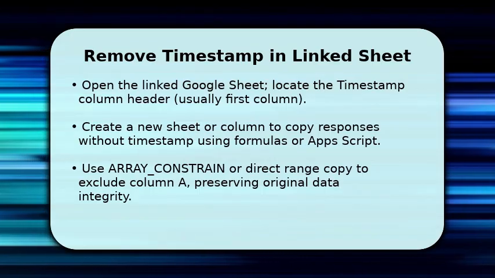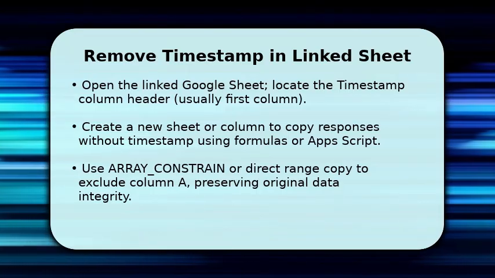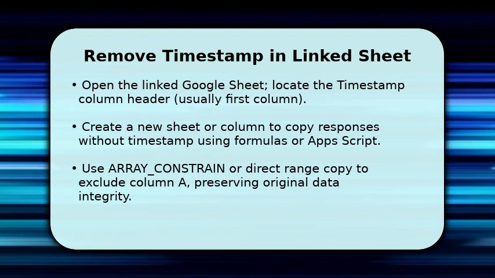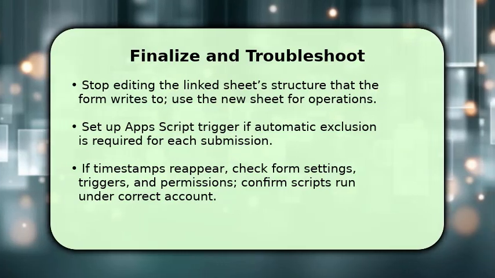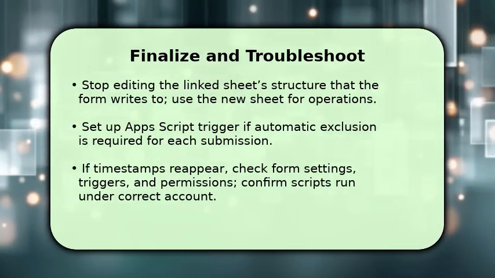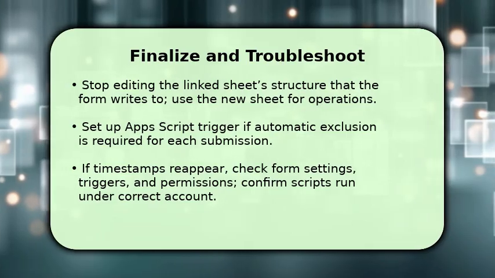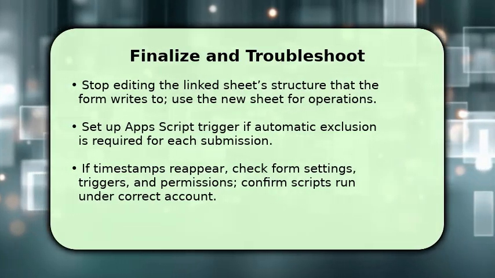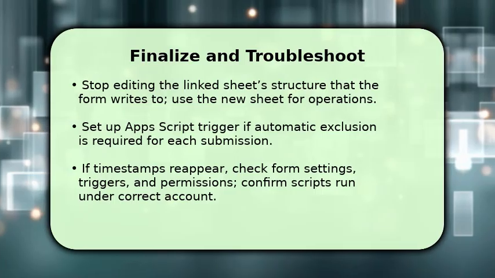If you prefer automation, prepare a short Apps Script to copy incoming rows omitting the timestamp, which maintains a clean, timestamp-free record for downstream use. You finish by routing users or integrations to the new, timestamp-free sheet so future work uses the clean data. Once done, hide or protect the original responses sheet to prevent accidental edits.